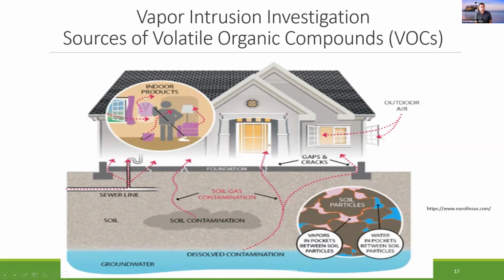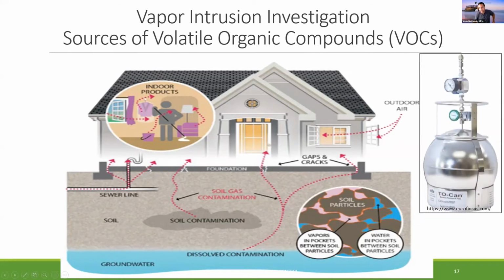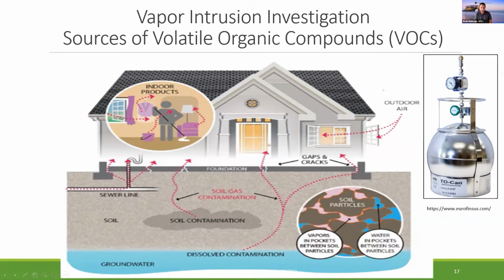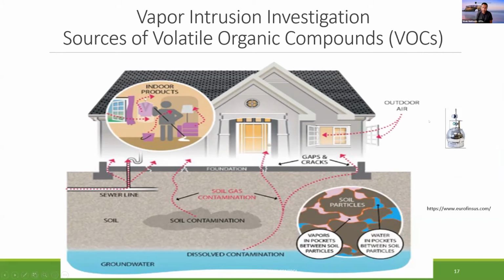The way we measure how much is in indoor air is using something called a SUMA canister, which is essentially an evacuated stainless steel ball that holds about 6 liters. A vacuum is pulled on it and then it's sealed. We place that SUMA canister inside a home and open up the valve so that it can suck in the indoor air.